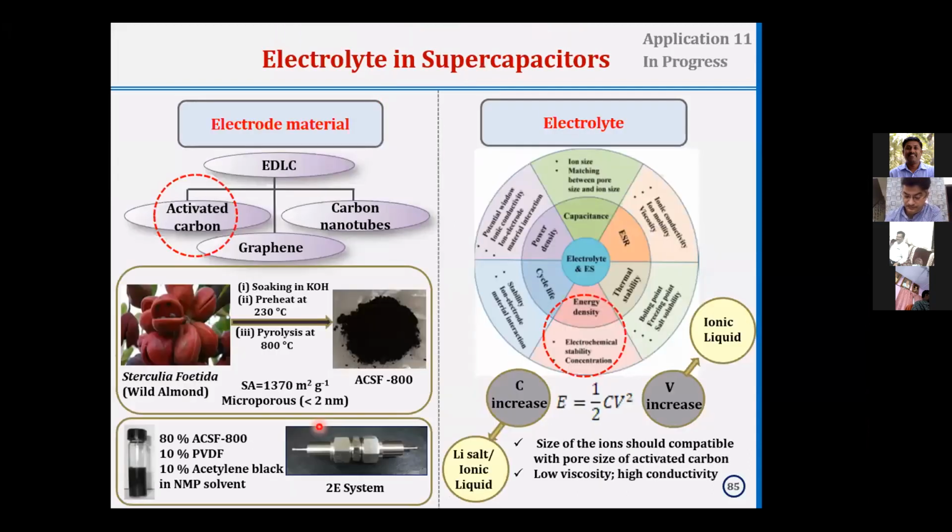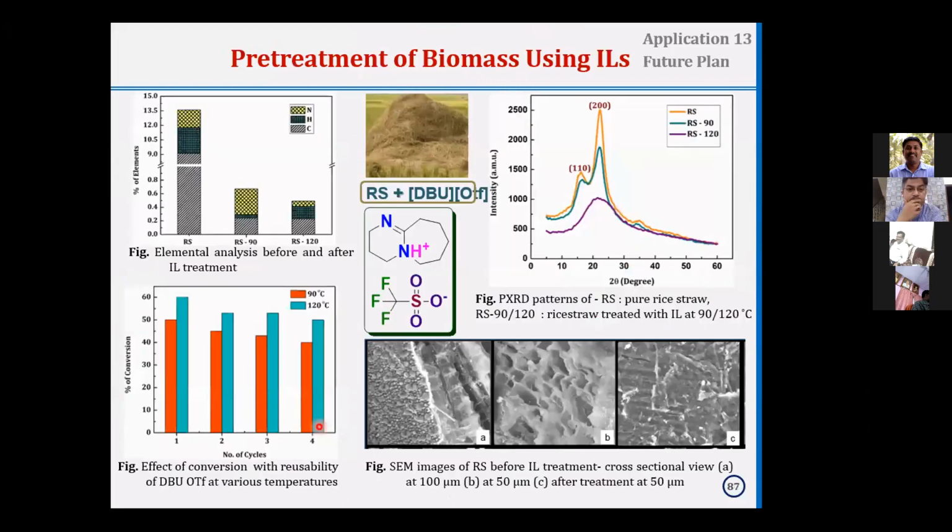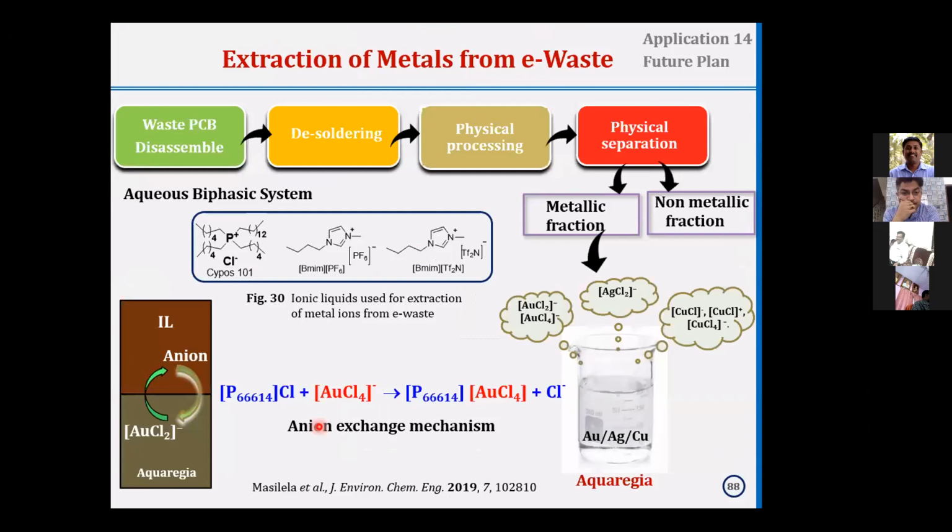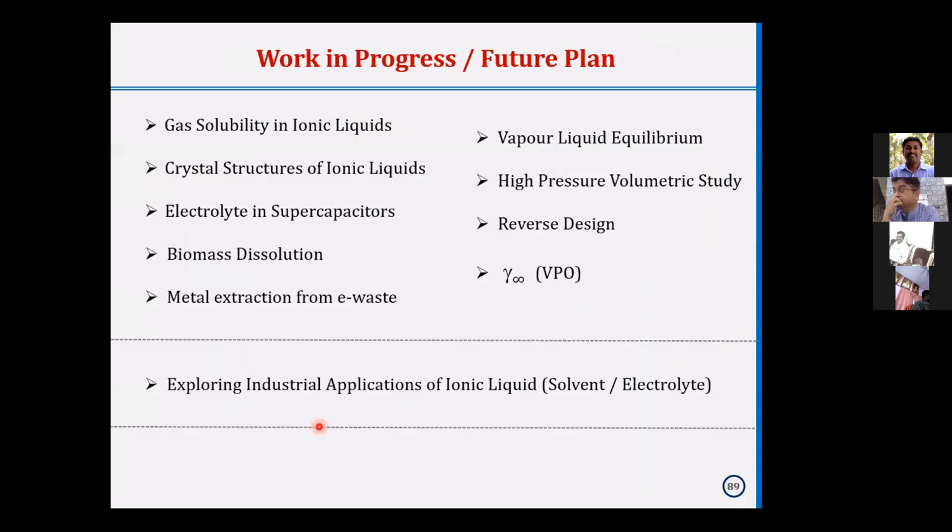Same work for electrolyte in supercapacitor, cyanide sensing, pre-treatment of biomass, and now we have so much in this corona time. Many people are using so many mobiles or laptops, so much e-waste is now generated, these PCBs, and this may contain small amounts of metals like gold, silver, copper in various salt forms. Can we extract them? So from PCB waste, can we extract this metallic fraction and non-metallic fraction, or can we decrease the e-waste?